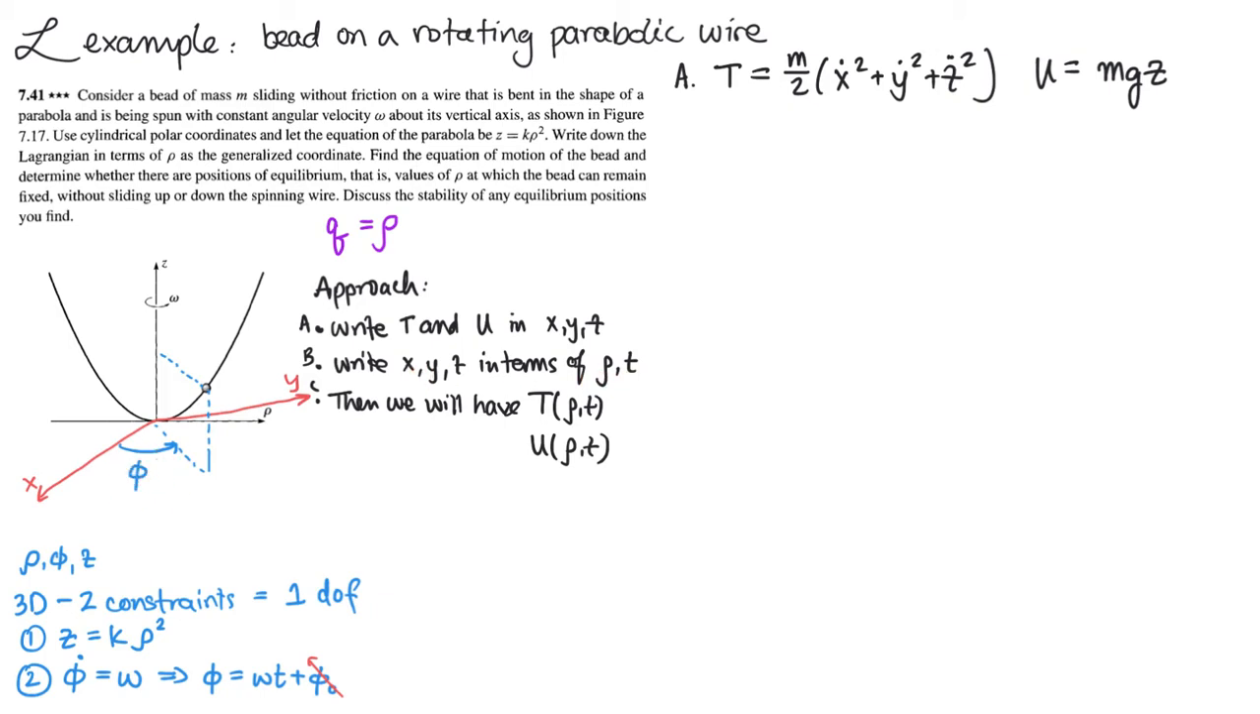That's where these parameters are going to come in. So step B, we say x is rho cosine phi, y is rho sine of phi, and z is given by the equation of the parabola, which is k rho squared. Okay, so now our goal is to get rid of x, y, z, x dot, y dot, z dot in kinetic and potential energy and replace it with these terms. So what that means is we're going to have to find time derivatives of x, y, and z, square them, and combine them. So let's find the time derivative. X dot is going to involve a product rule.